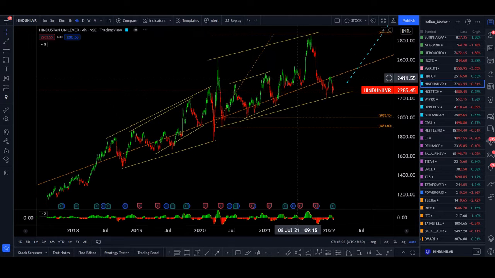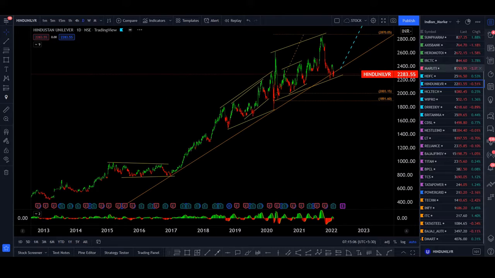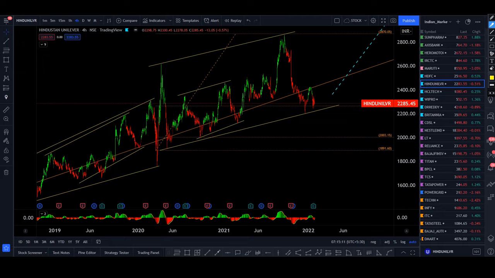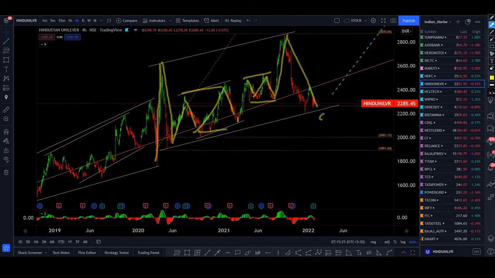Hindustan Lever did the same thing. It completed the impulse followed by a correction, and then a longer B wave which completed the correction, and then a C wave. So this is A, this is B, and this is C. This has been almost completed. So when we get a breakout, we will be entering this trade for the next impulse.